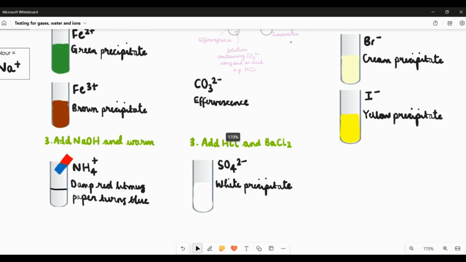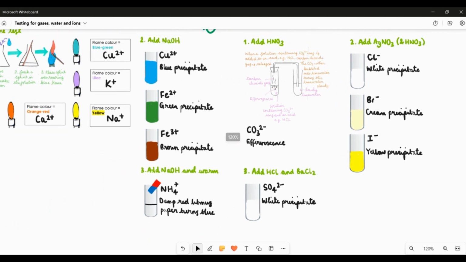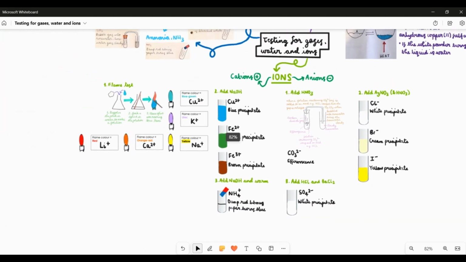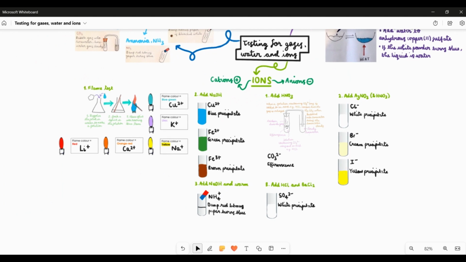Now, for all of the information in this summary, I think flashcards are a really good way to revise this information. For the tests for the different ions and the tests for gases, you can have the formula of the gas or the formula of the ion on the front of the flashcard, and on the back you can have how we test for that particular gas or ion and what the outcome would be.